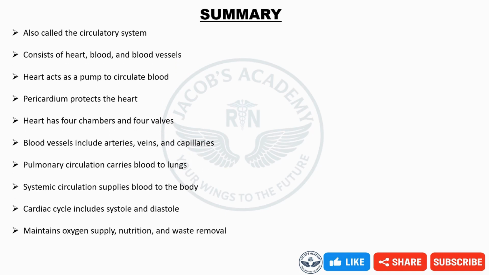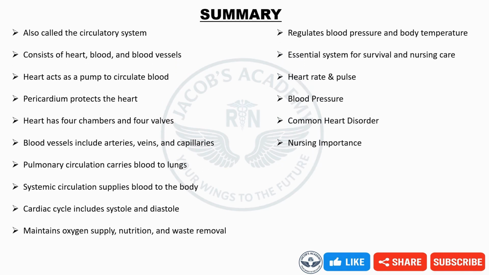Now let us summarize the cardiovascular system. The cardiovascular system is also known as the circulatory system. It consists of the heart, blood and blood vessels, and the heart acts as a pump to circulate blood throughout the body. The pericardium protects the heart, and the heart has 4 chambers and 4 valves to ensure one-way flow of blood. Blood vessels include arteries, veins and capillaries. Pulmonary circulation carries blood from the heart to the lungs, while systemic circulation supplies blood to the entire body. The cardiac cycle includes systole and diastole, which together form one complete heartbeat.